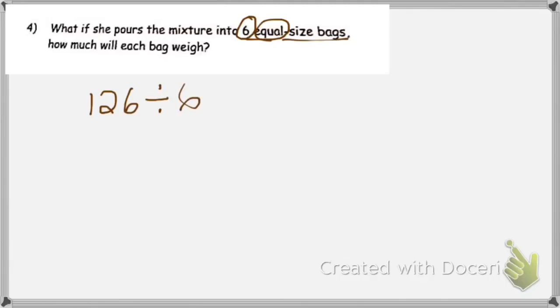126 divided by 6. So let's go ahead and set that up for long division. 126 divided by 6. I need the chocolate bars. First digit in the dividend is a 1. Is 1 greater than or equal to 6? No. Let's try the 12. Is 12 greater than or equal to 6? Yes. So 2 gets a chocolate bar and every digit after it.